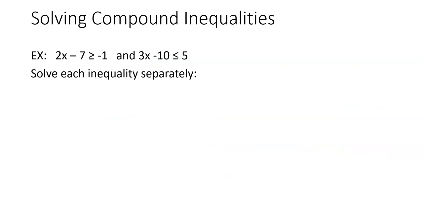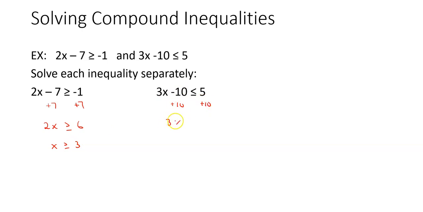All right, let's try this. So we're going to solve each inequality separately and then see where they overlap. So 2x minus 7 greater than or equal to -1 and 3x minus 10 less than or equal to 5. So let's solve them separately and then see where they overlap. So here I'll add a 7 to both sides. 2x is greater than or equal to 6. So x is greater than or equal to 3. Over here, add a 10 to both sides. And I get 3x is less than or equal to 15. So x is less than or equal to 5.